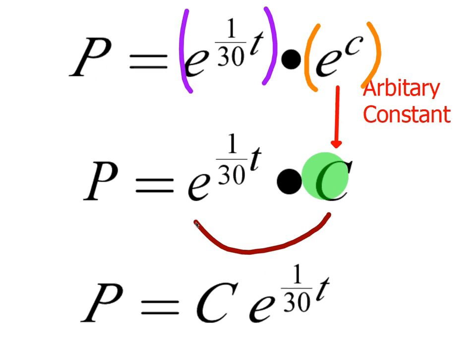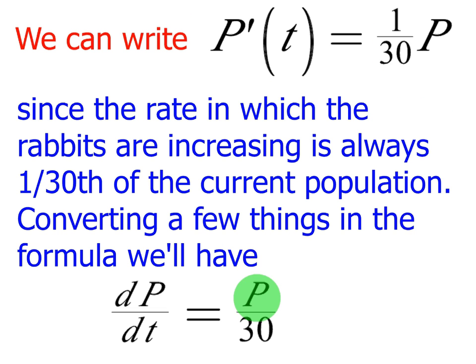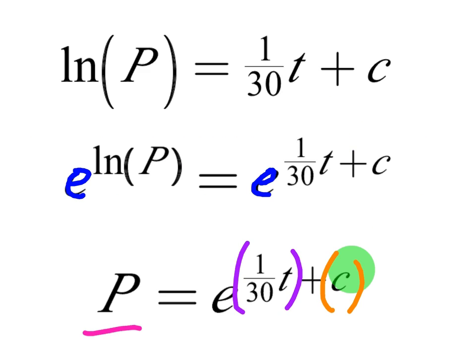Finally, what I'm going to do is take the c and move it out front. So now we have our population of rabbits is equal to a constant number times e to the 1/30th t. Take note that that 1/30th is still in the equation. If you remember correctly, that 1/30th represents the rate at which the rabbit population is increasing, which is equal to 1/30th of the current amount.